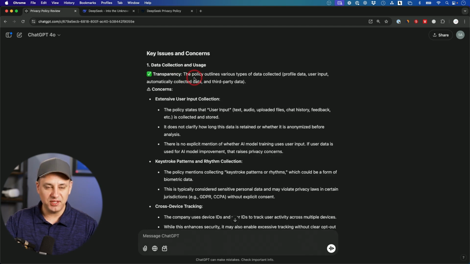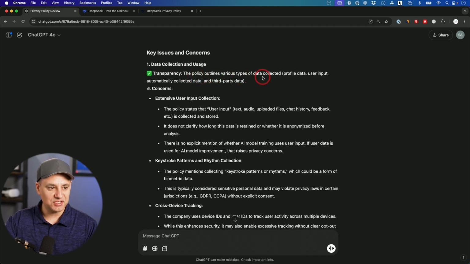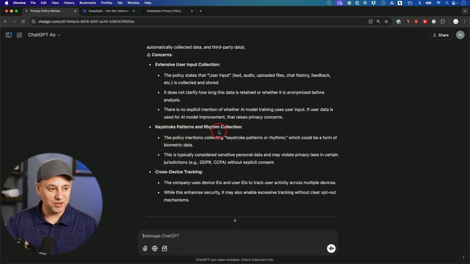So issue number 1 is related to transparency. The policy outlines various types of data collected: profile data, user input, automatically collected data, and third-party data. And it says right here, extensive user input collection. It will collect text, audio, uploaded files, chat history, and feedback, all collected and stored, and it does not clarify how long the data is retained and whether it is anonymized before analysis. Now, there's no explicit mention of whether they use this to train their AI models, if user data is used for model improvement.